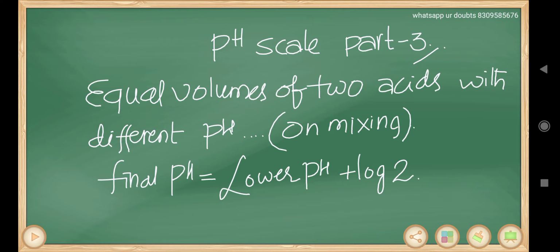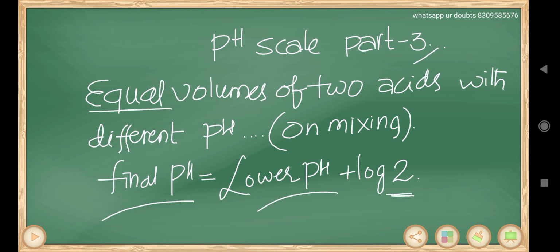Equal volumes of two acids with different pH on mixing. That means, for example, pH 1 and pH 3 are there, both of 10 ml, if you are adding. Then what will be the final pH? Final pH is equal to lower pH plus log 2.